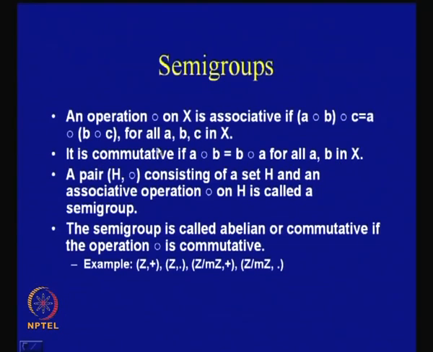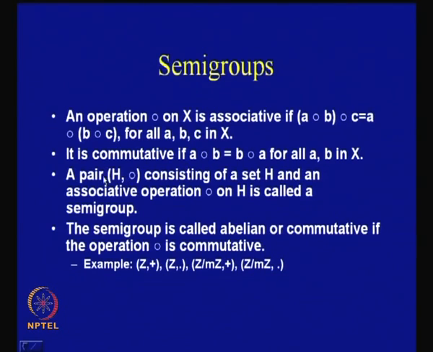As examples, we know that integer addition is an associative operation, and it is also commutative. But what about an example which is not commutative? For example, matrix multiplication is not commutative. If I take a matrix A and another matrix B and multiply A and B, it may not be the same as B and A.